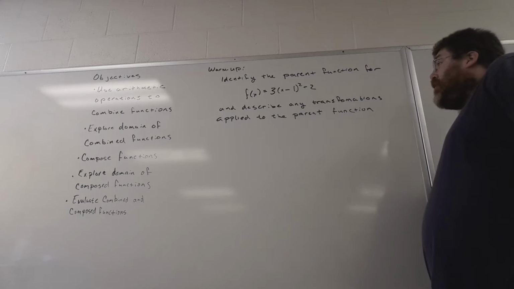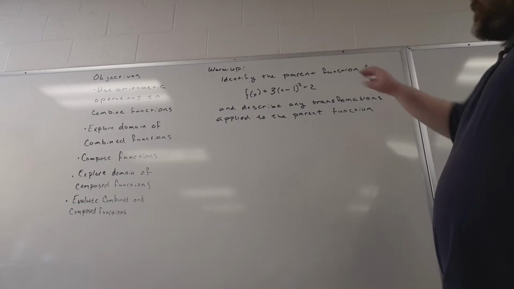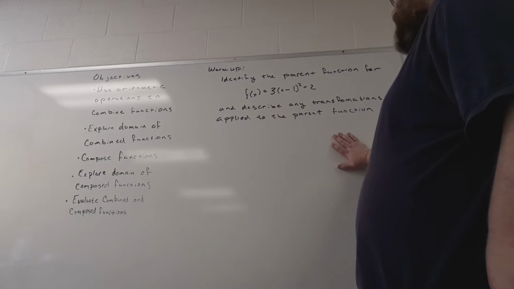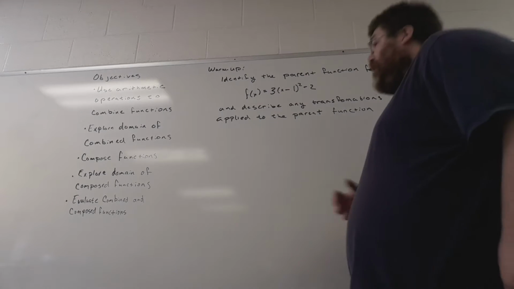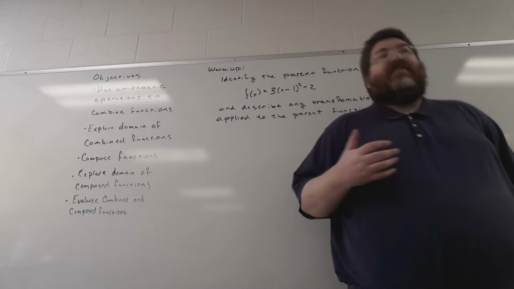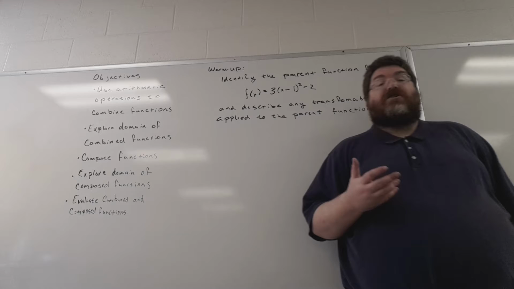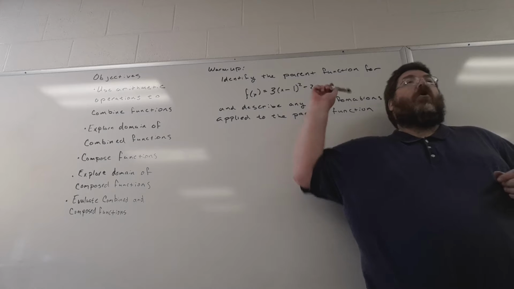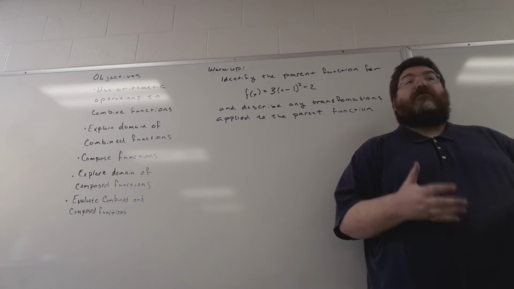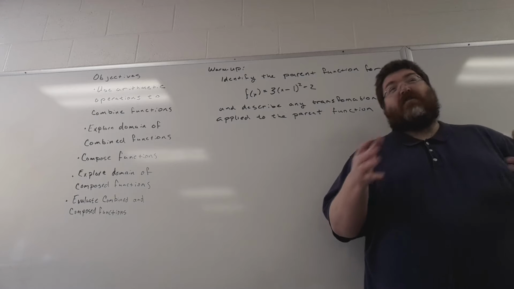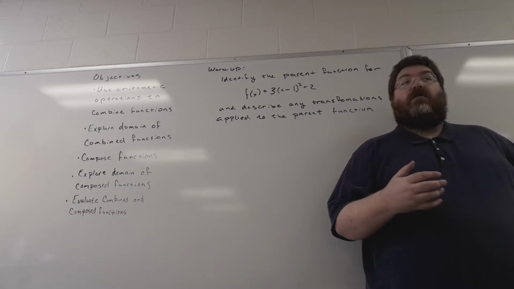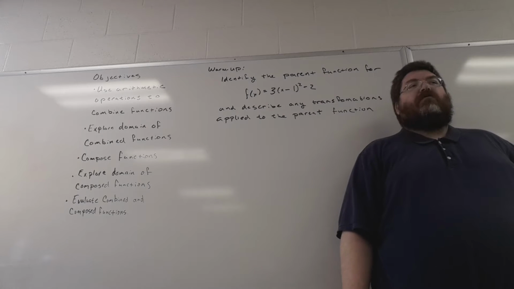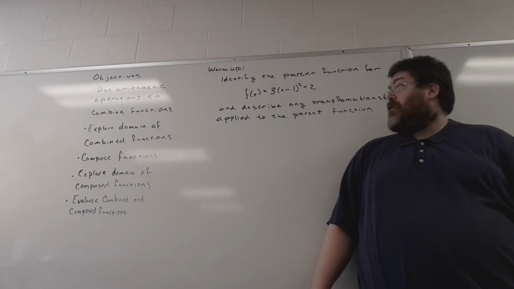So if we want to identify the parent function here, we want to try and break this down to its simplest idea and then connect to the transformations that we're doing. So what do you think? What's the smallest function that we're working with here? And smallest not necessarily meaning lowest in value, but of the parent functions, which chunk seems to be the one that's driving the bus here?